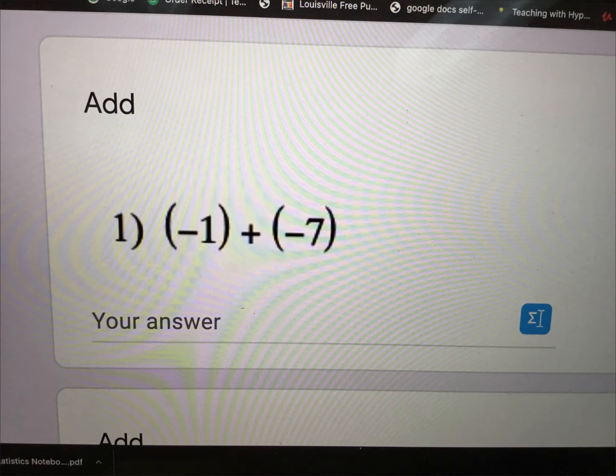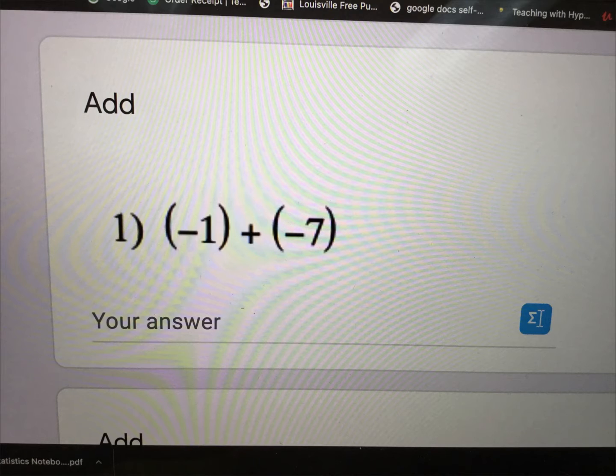Hey mathematicians, we are going to continue adding two negative numbers together, and I'm going to show you two different methods to do this, based on the different examples we've done throughout the week. So the first way I'm going to show you how to do this problem is with the chip model.